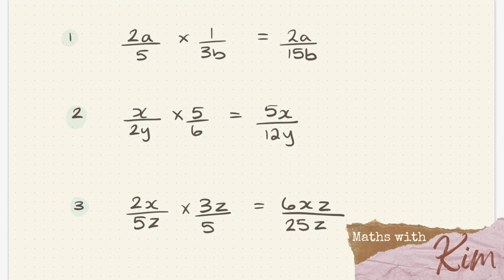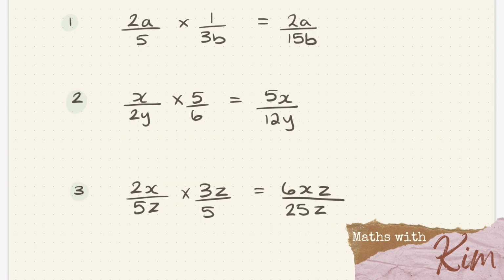So I'm going to go through first, look at my numbers, 6 and 25. They are not in the same times tables, so I cannot simplify the numbers. However, if I look at the letters, I've got xz over 25z. There is a z on the top and the bottom. We can cancel them out.